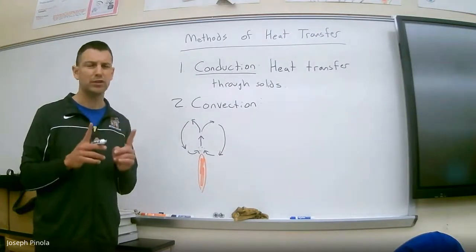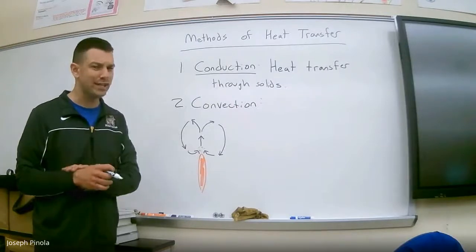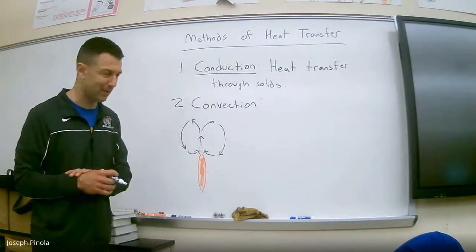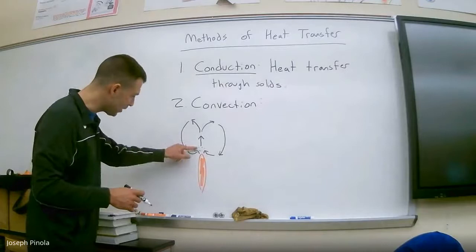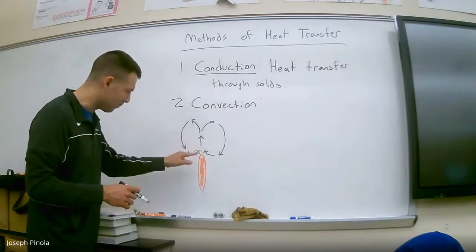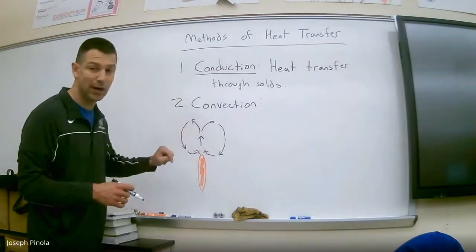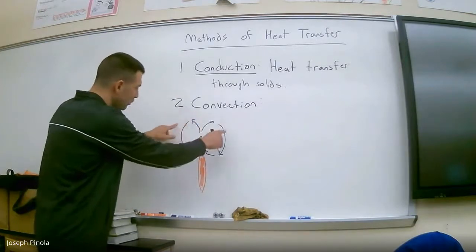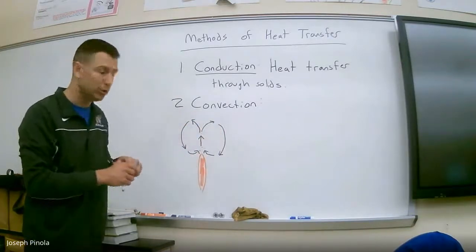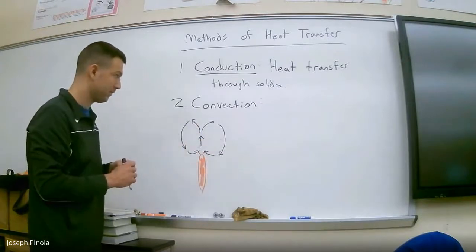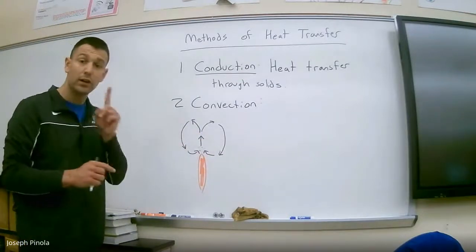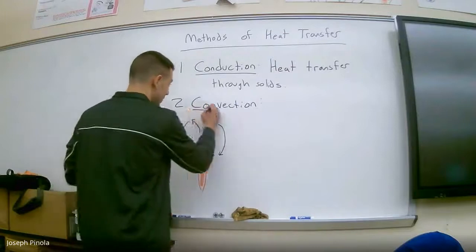But if there was no air around, you couldn't heat your marshmallow up by this method. And that's because you need the air molecules to get heated up right above the flame, get hot, get less dense and rise, and then move to the sides as they cool down and become more dense. So, convection is our second method of heat transfer.